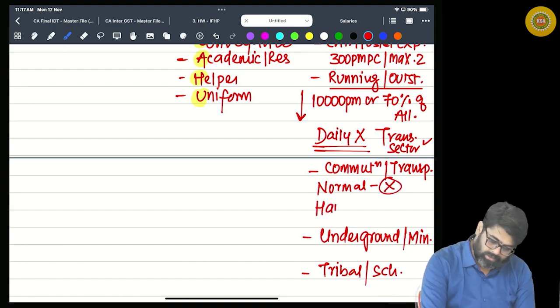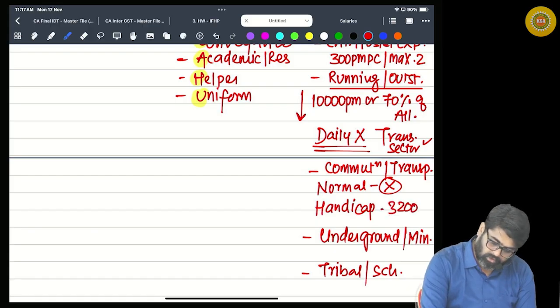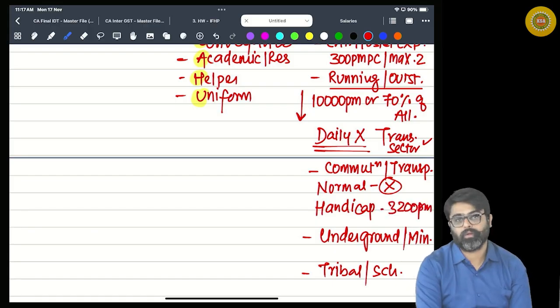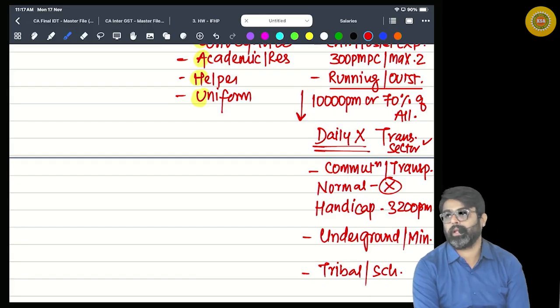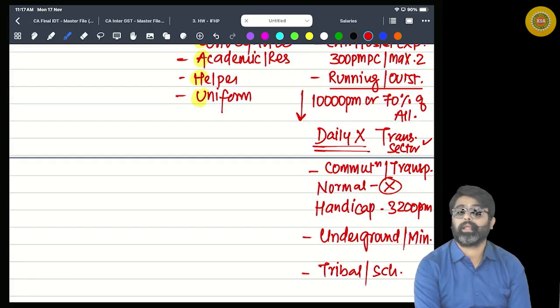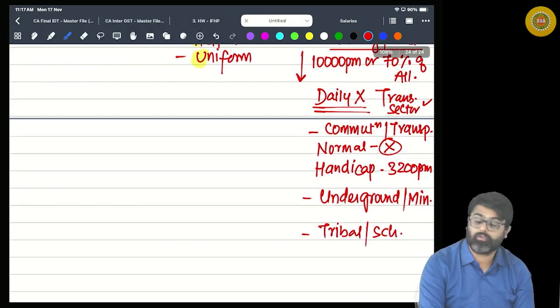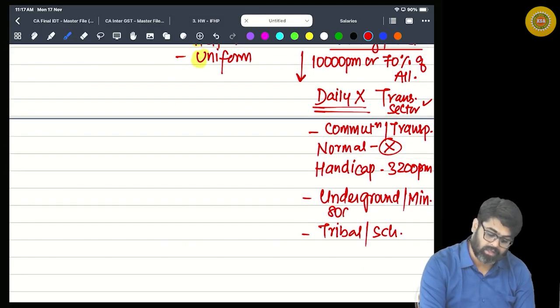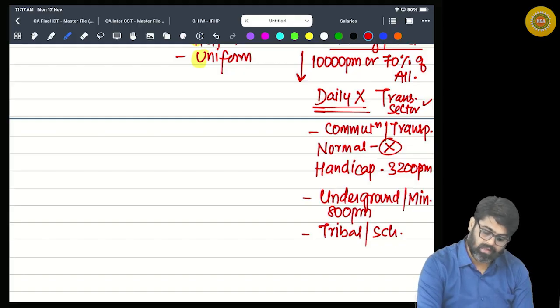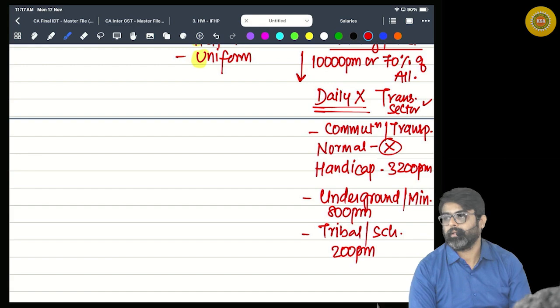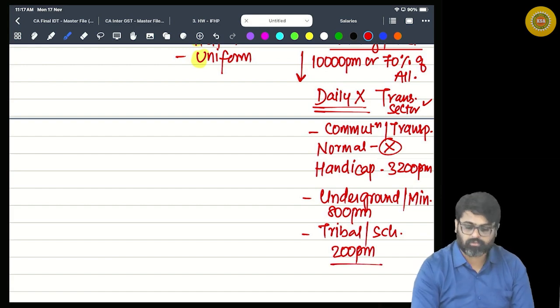If you are a handicapped employee, which employee? Then the limit is 3,200 per month. Yes or no? For normal employees, it is fully taxable. But in the case of a handicapped employee, it is exempt up to 3,200 per month. Now, underground area allowance or mining area allowance is 800 per month. Tribal area allowance is 200 per month. Yes or no? These are the limits which are given in Rule 2BB.